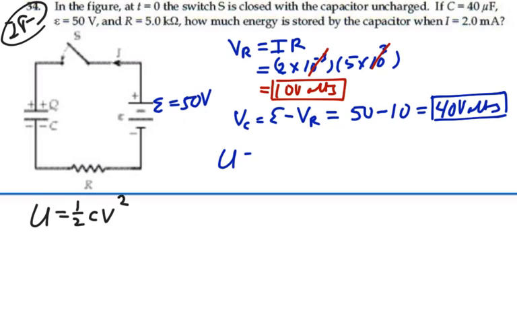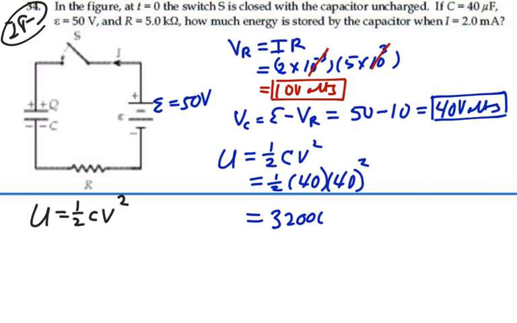Now the energy stored by that capacitor is 1/2 CV squared. So that's 1/2 times the capacitance, which is 40 microfarads, times 40 volts squared. And that is equal to 32,000 microjoules. Or we could write that as 32 millijoules. So that's the energy stored in the capacitor when the current is 2 milliamps, 32 millijoules.